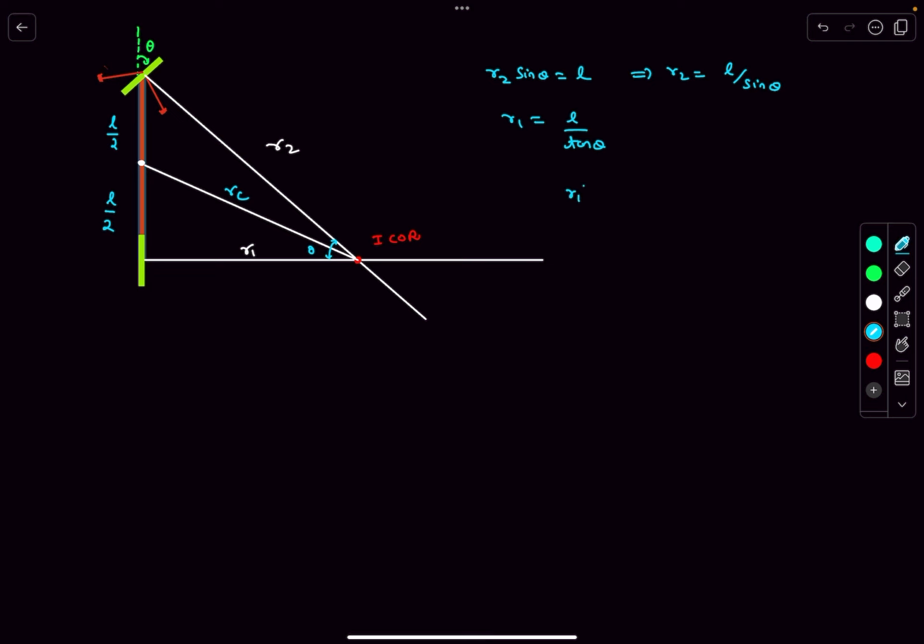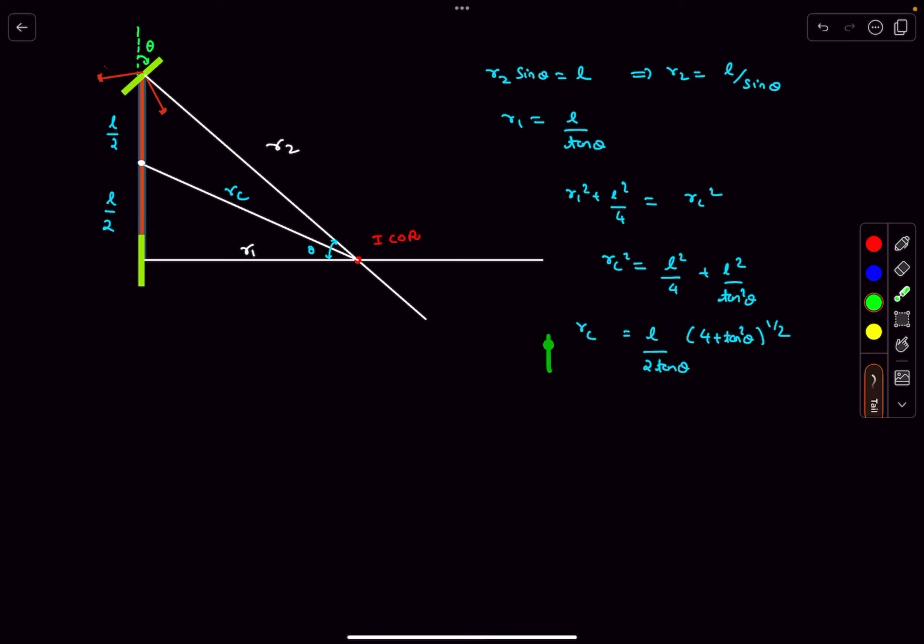So we can say r1 squared plus L squared by 4 equals RC squared. Okay, and after a bit of further solving, we can find out the radius of curvature of the center of mass.